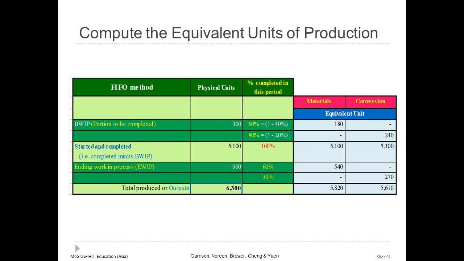Identical figures as those in the weighted average method. So the total equivalent units of materials and conversion are then summed up for each column. The total equivalent units for materials and conversion are 5,820 and 5,610 respectively.